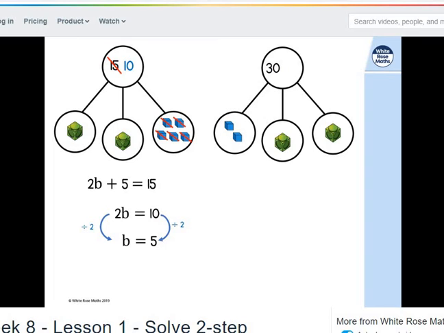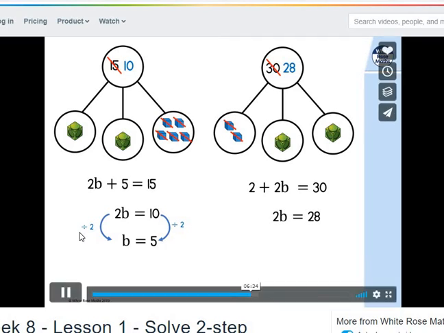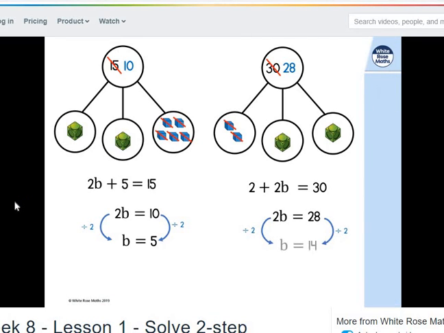And on the right, I can see the whole is 30. And 2 cubes plus 2 ones is equal to 30. So again, if I take away 2 ones, I can see that I would have 28. So 2 cubes is worth 28. Divide it by 2 to get one of the cubes. So one of the cubes is worth 14.